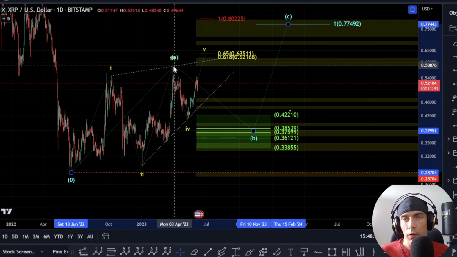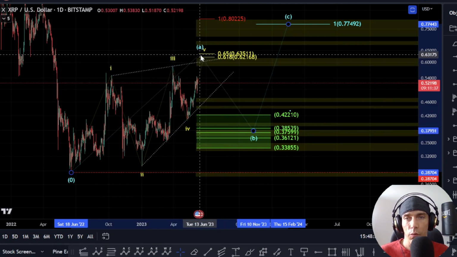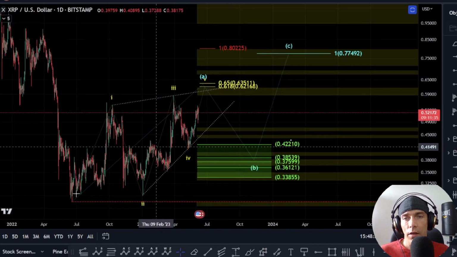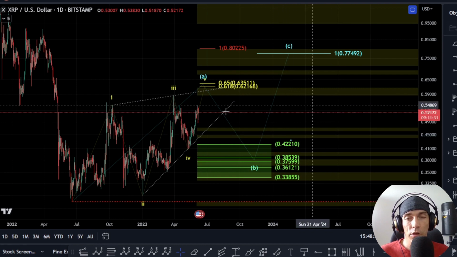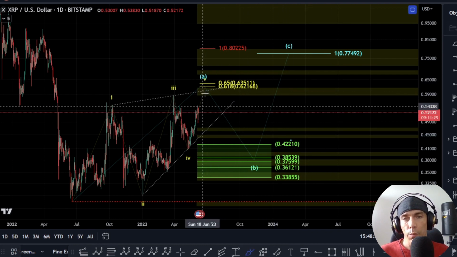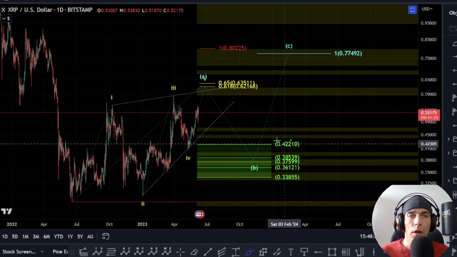Alternatively, we could argue that this A wave completes here, and we're looking for this direct breakdown to this point from here. Now, as a diagonal pattern here, this fifth wave is not allowed to cross this 80 cent region. So if we do see a push up past this 80 cent, we cannot look at this as a diagonal anymore. So we'd have to be on the lookout for that.